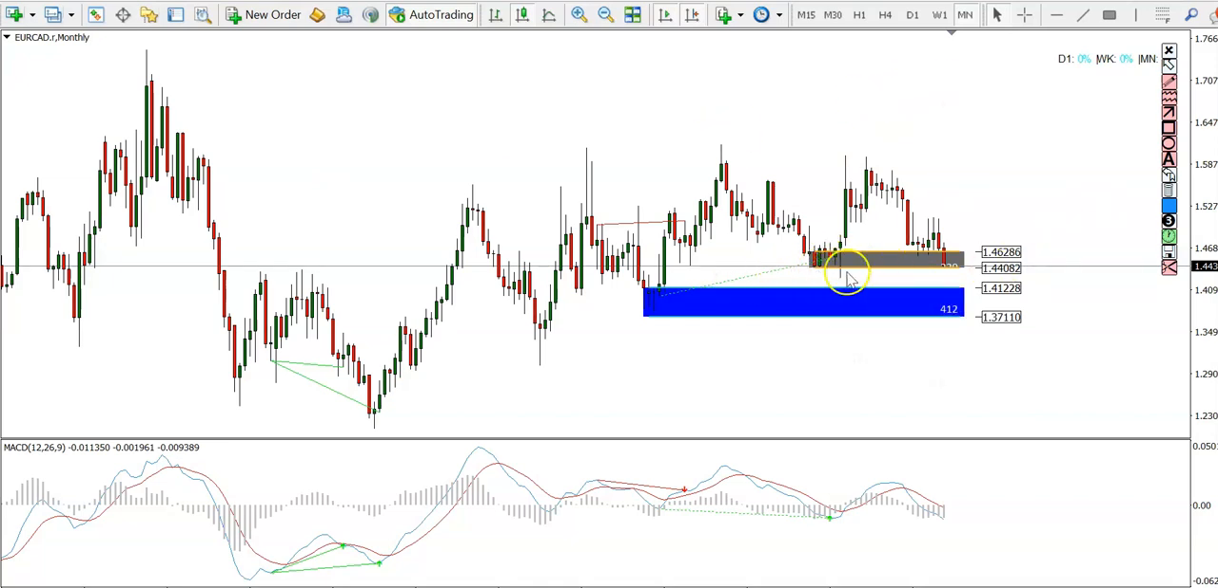So you can see the monthly chart here. We're at this huge area here. You can see the big move up that happened, I think, 2 years ago on Euro CAD around this area. Next, I'm going to zoom into the weekly charts.